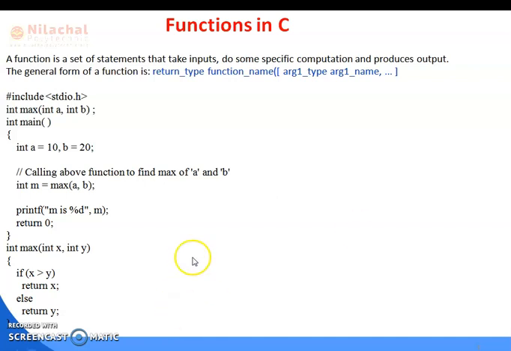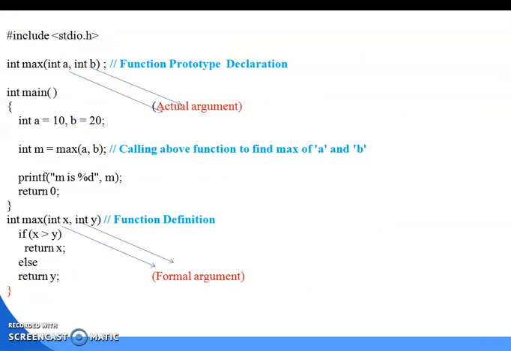Here is an example of a function: #include <stdio.h>, int max(int a, int b), int main(), int a = 10, b = 20, int m = max(a, b), printf. So this is an example of a function. Let's look at the components of the function here. In this same program, #include <stdio.h>, int max(int a, int b) is the function prototype declaration. Prototype means it tells the compiler the return type of the function, the name of the function, and the arguments and their types, here integer.